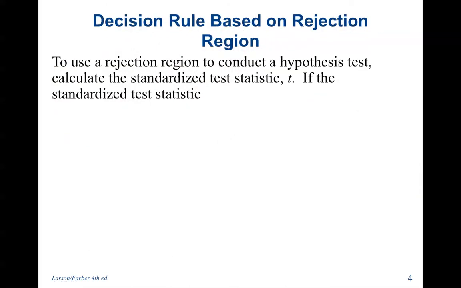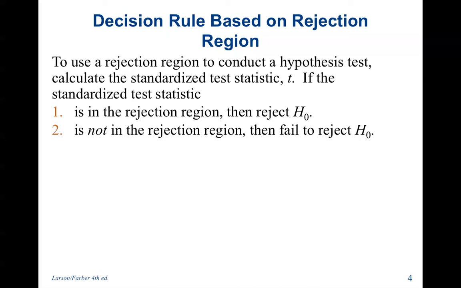Decision rule based on rejection region. To use a rejection region to conduct a hypothesis test, calculate the standardized test statistic t. If the standardized test statistic is in the rejection region, then reject H0. If it is not in the rejection region, then fail to reject H0.